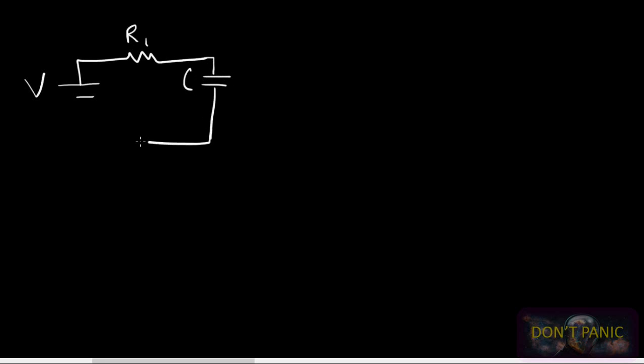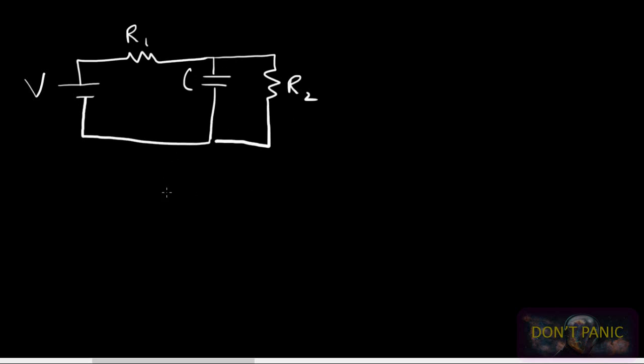So now let's do a problem that's slightly harder. Suppose you have a voltage source V and some R1 here, and a capacitor here, and an R2 here.